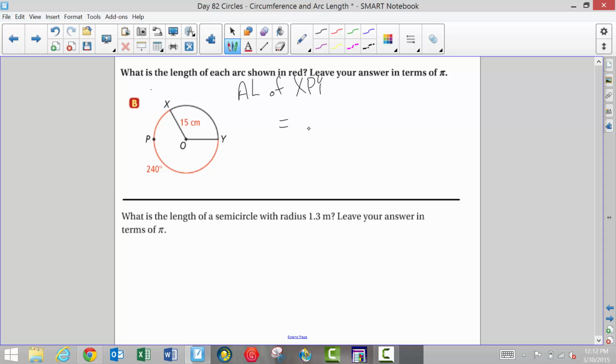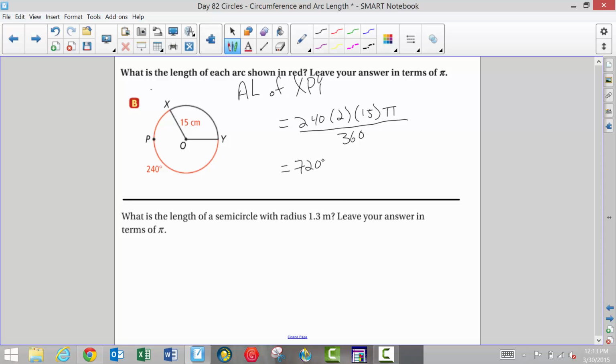So the XPY arc measure is the same as the central angle. So it's 240 times 2 times the radius times pi all over 360. So in terms of pi, I don't use pi in the calculator, so I have 240 times 2 times 15 is 7,200.